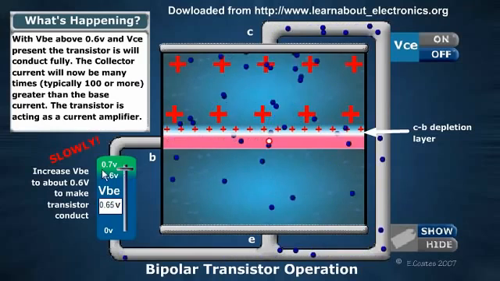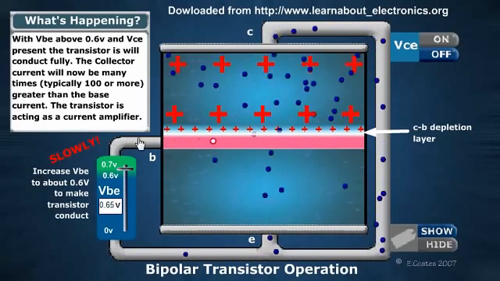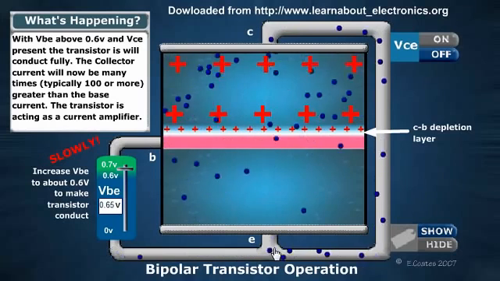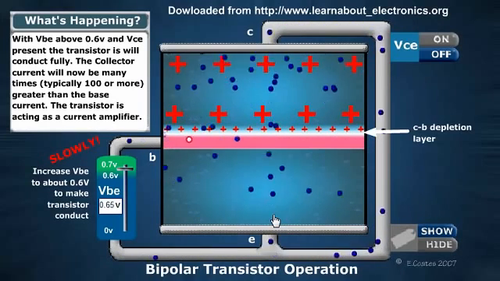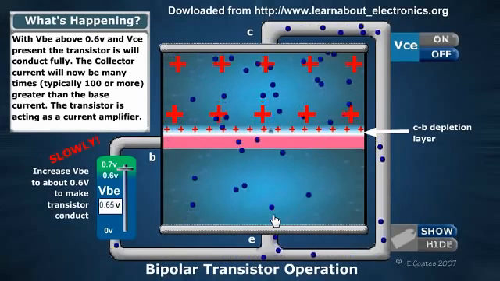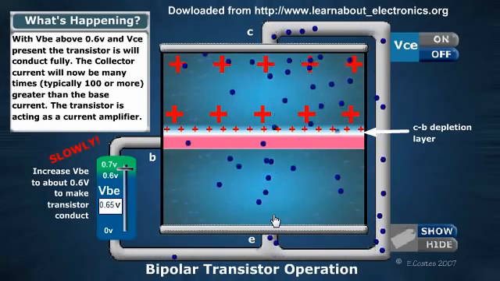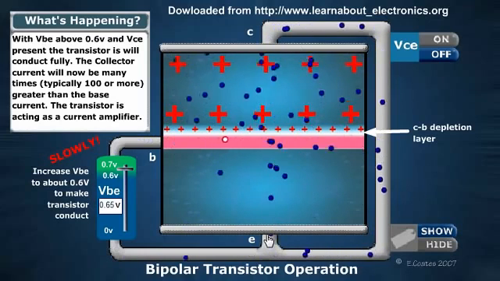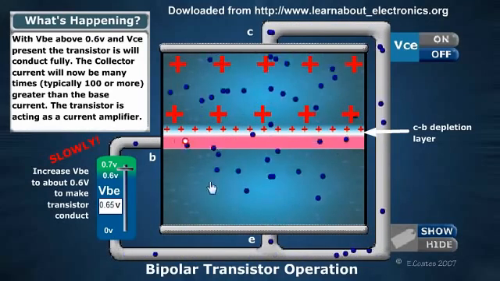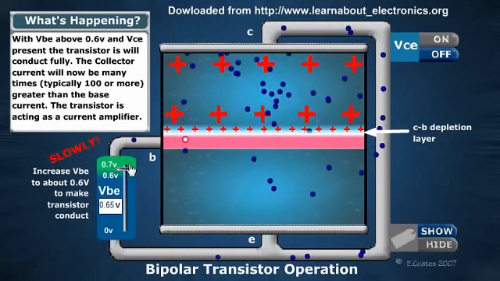Alright, when the voltage across the base and emitter is above 0.6 and the voltage from the collector to emitter is present, the transistor system will fully conduct. It has no resistance at all. The flow of current from the collector to emitter may be many times, like hundreds of times bigger than the flow into the base. There is this flow into the base, but it's tiny.